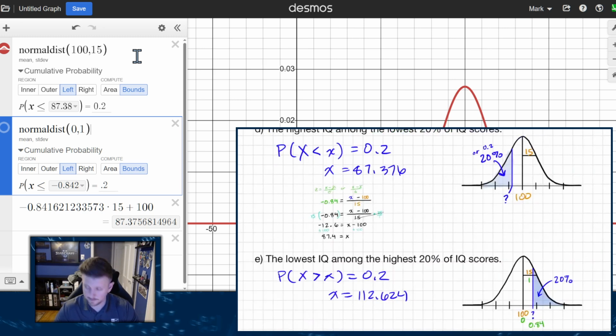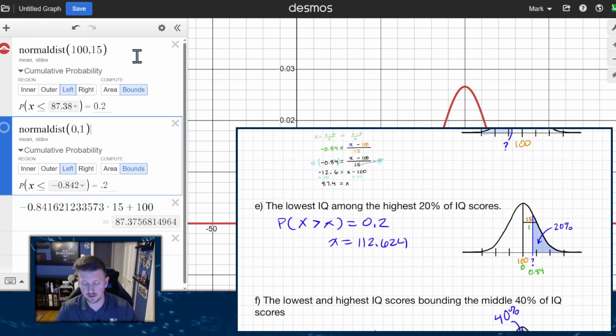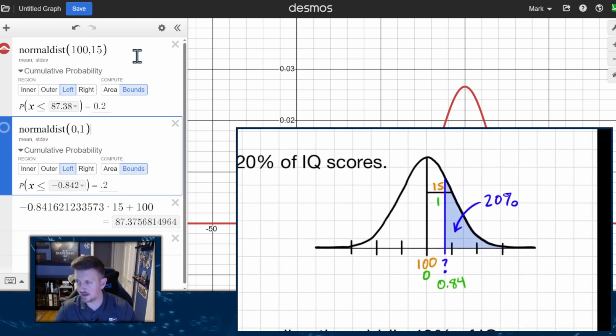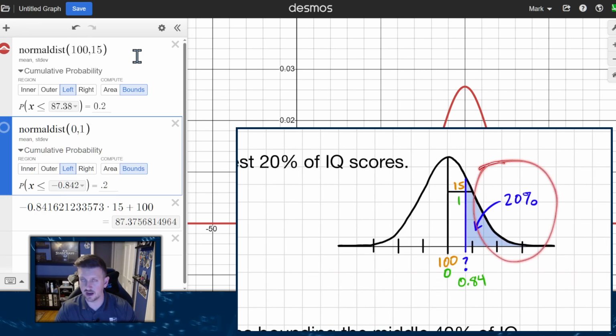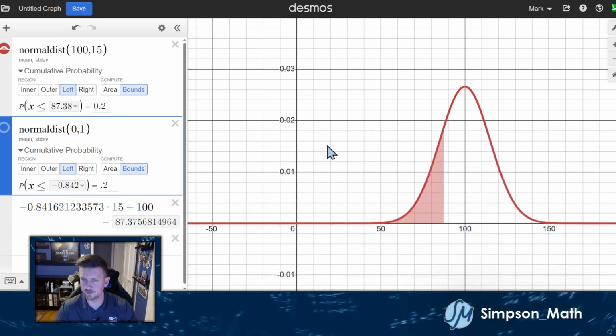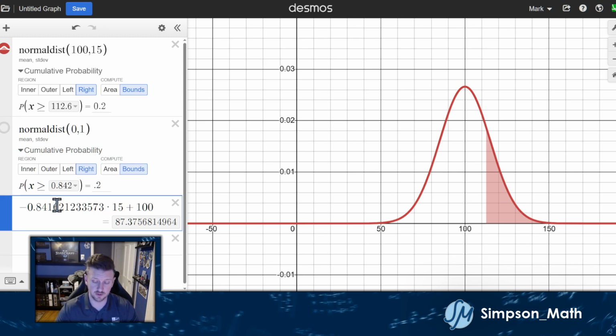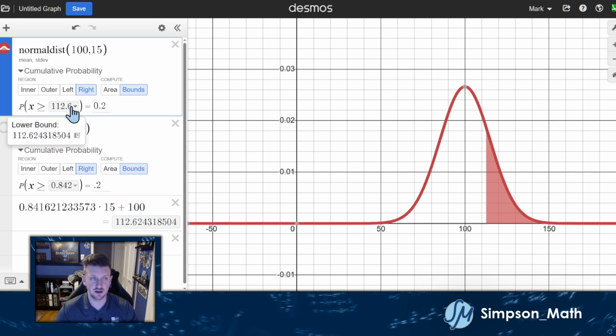All right, let's quickly go through the other questions. If I want to find the lowest IQ among the highest 20%, so if someone is bragging that they're in the upper 20% of IQ scores, you would be like, okay, well, what's the cutoff? Well, I want to be in that club. What's the lowest IQ that I need to be able to be in that club? Well, it's basically the same thing we just did. Instead of a less than, it's going to be to the right. Let me get rid of the picture. It's going to be to the right. So just switch everything over to the right. Notice we have a 112.6, or it's a positive version, this positive 0.84, or that positive 0.842 times 15 plus 100 gives us that 112.